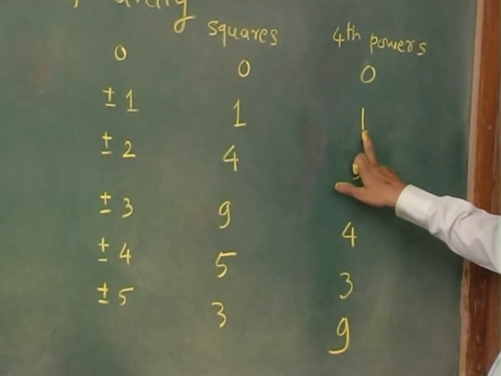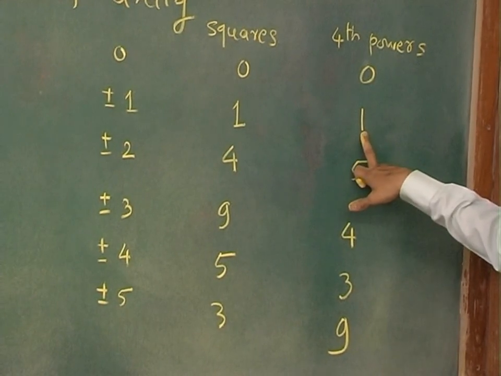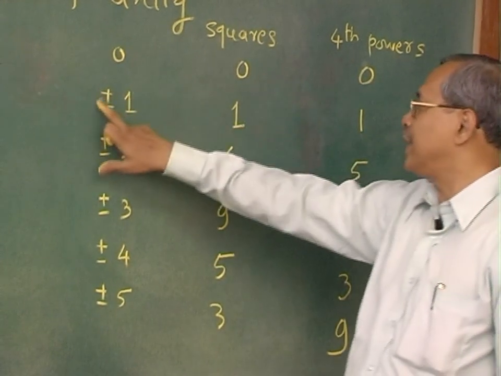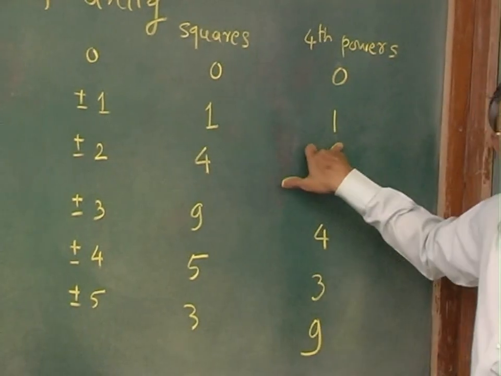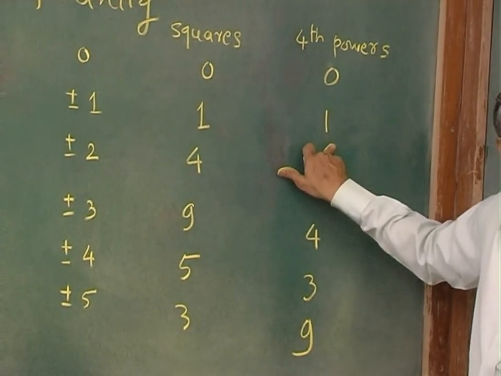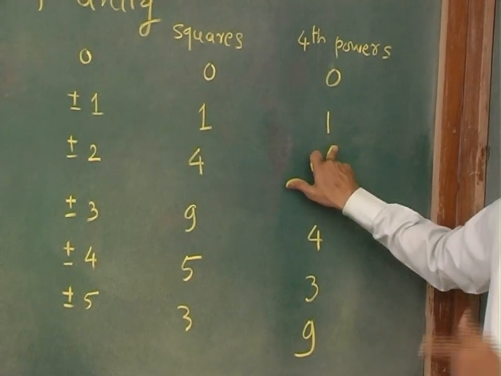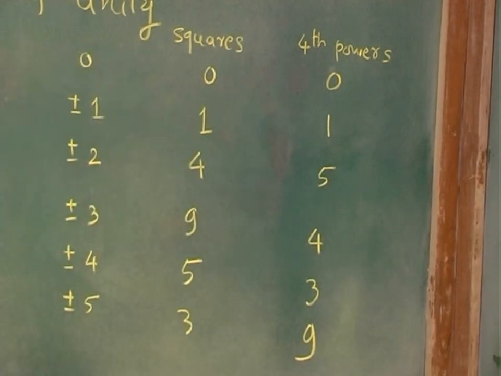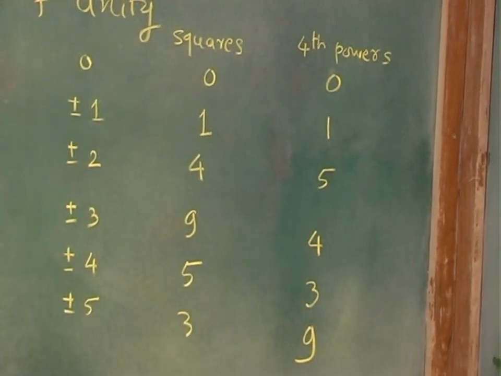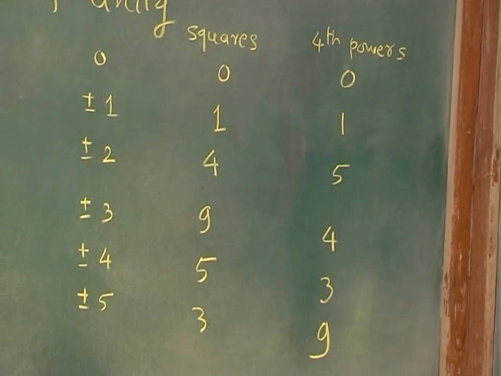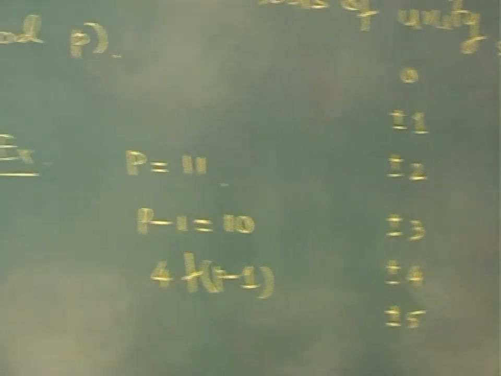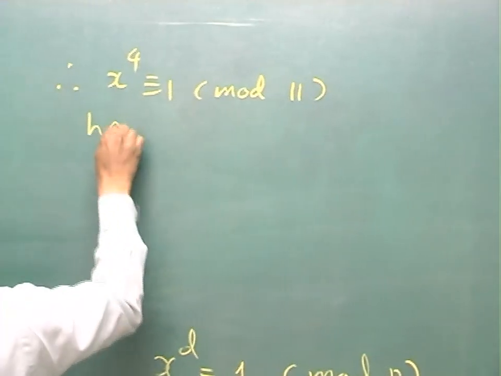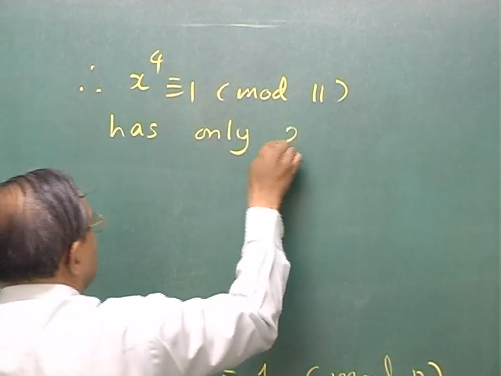How many fourth roots are there for 1? Plus and minus 1, their fourth power is 1. So 1 has only 2 fourth roots. Therefore x raised to 4 congruent to 1 mod 11 has only 2 solutions.